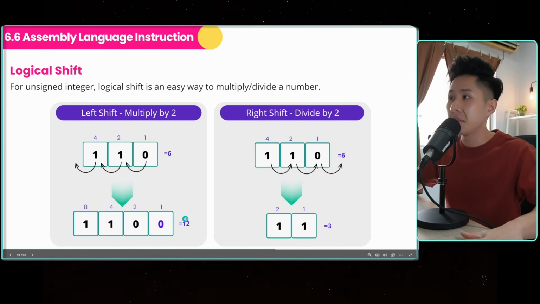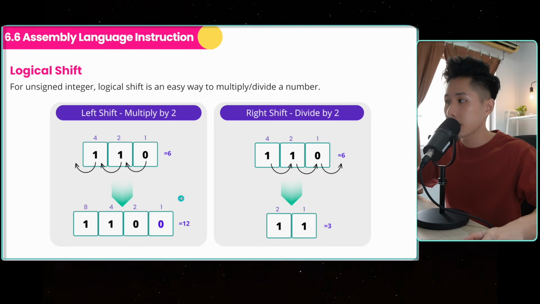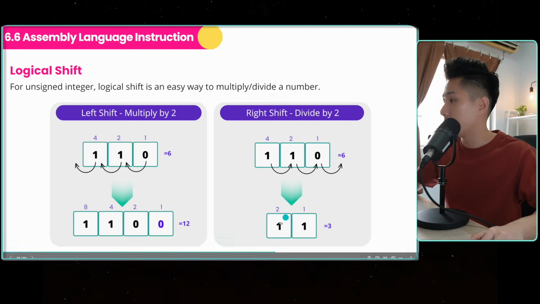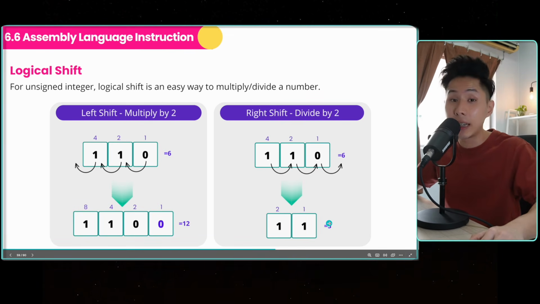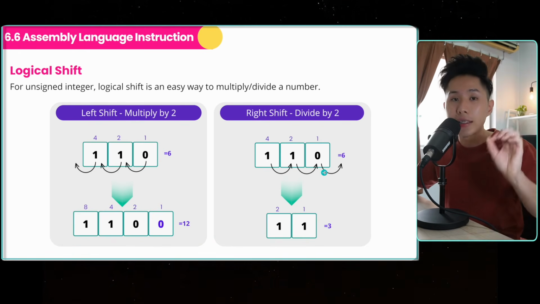In other words, this concept says that if you left shift all your bits by one place, you are multiplying the value of the binary by 2. So that's left shifting. And if you right shift it, you will get the opposite. So 110, if you right shift it, you get 11, which is 3 in denary. So you are essentially dividing the number by 2. So that's logical shift.